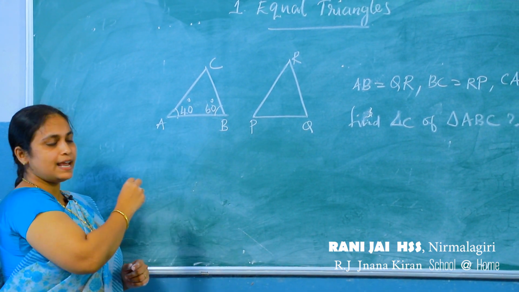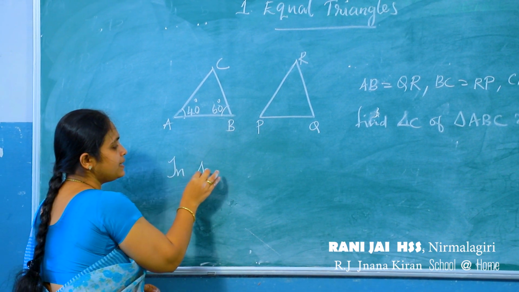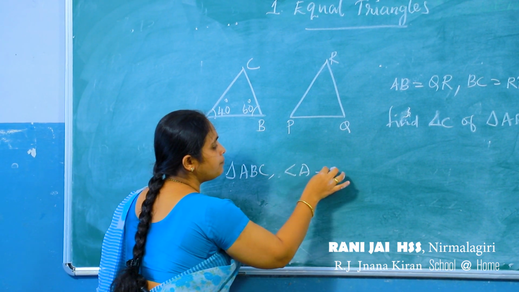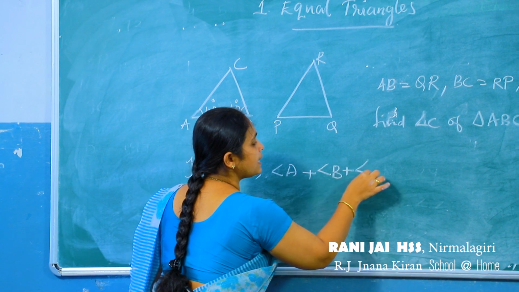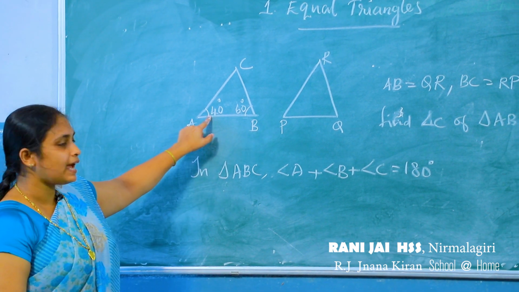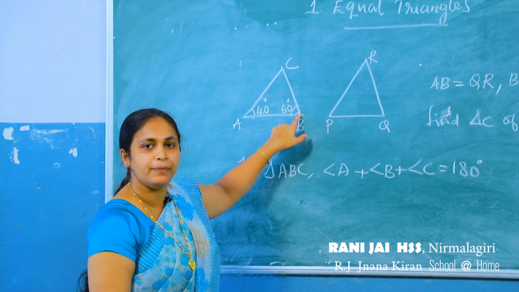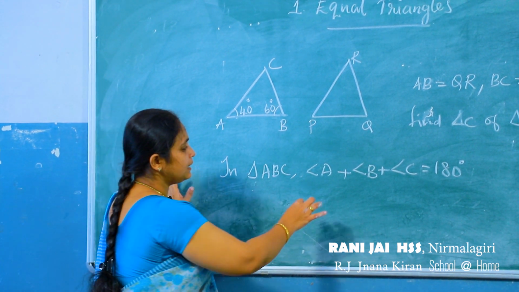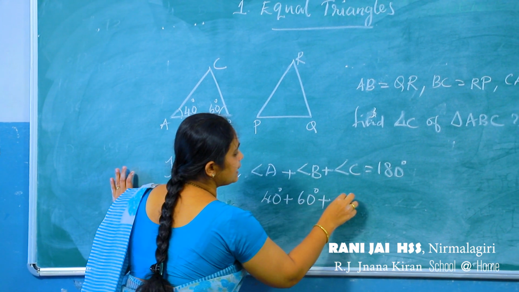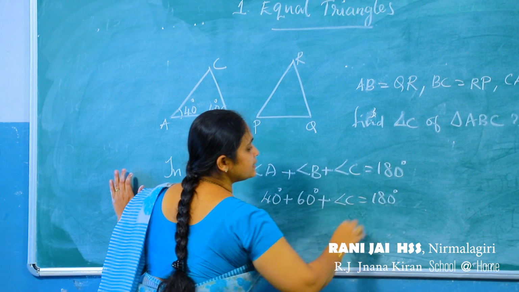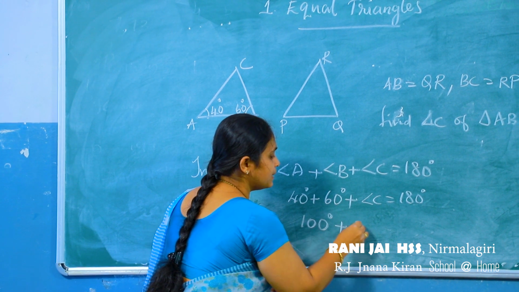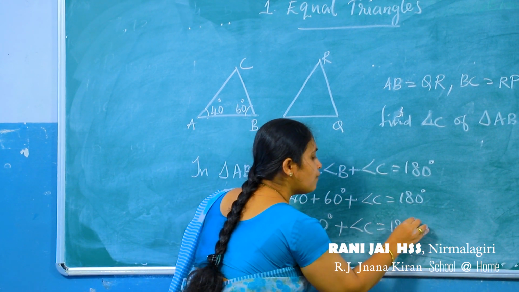That is, we can write here in triangle ABC, angle A plus angle B plus angle C equal to 180 degree. Now given angle A equal to 40 degree and angle B equal to 60 degree. That is 40 degree plus 60 degree plus angle C equal to 180 degree. Now 40 plus 60 equal to 100. 100 degree plus angle C equal to 180 degree.